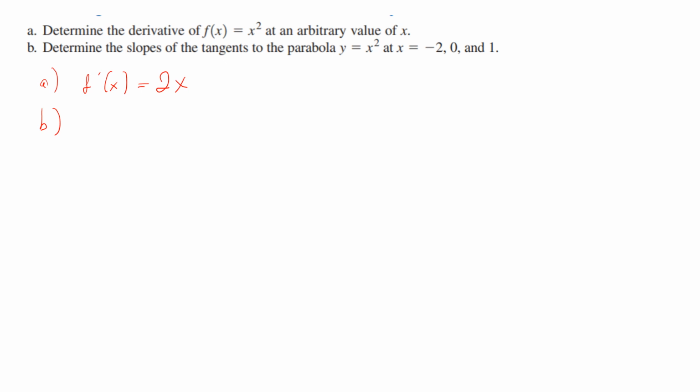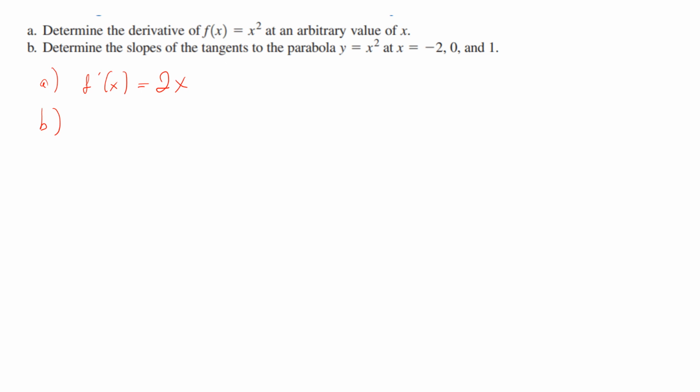The second part of this question is asking, determine the slopes of the tangents to the parabola y equals x squared, which is the same function as a, at x equals -2, 0, and 1. So what this means, remember previously when I was explaining how derivative is the same thing as the limits and we interpreted limits in two ways. One of the ways we used limits was to find the slope of these tangents. So the derivative is exactly the same thing.